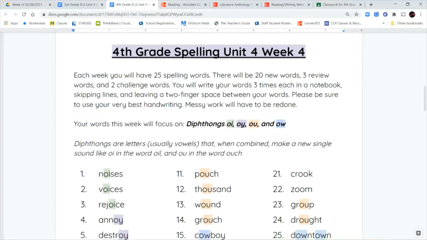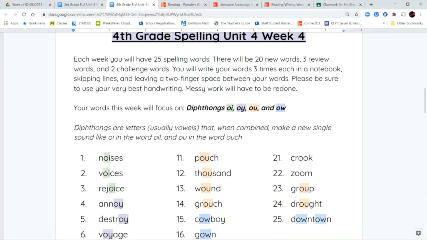All right, let's move into our spelling words for this week. Now, our spelling words for this week are focusing on diphthongs, and we've talked about these before. This is a vowel combination that makes a new sound, except for OW. OW is also considered a diphthong, even though W is not a vowel. But OI says oi, and OY also says oi. OU and OW both say ow, right? So we're taking those two letters to make a different sound. Like OI, like in the word oil, or OU, like in the word ouch.